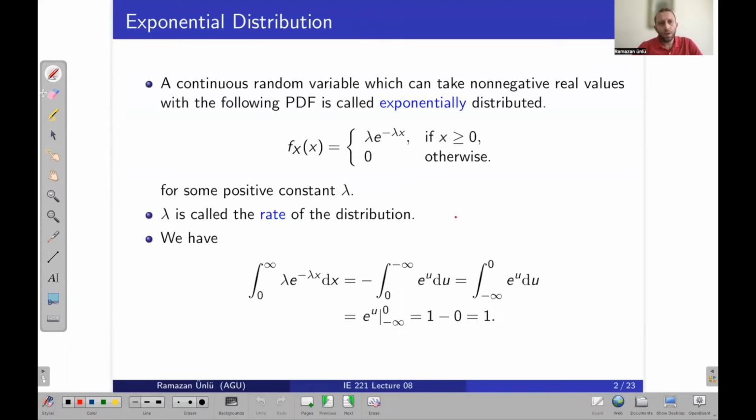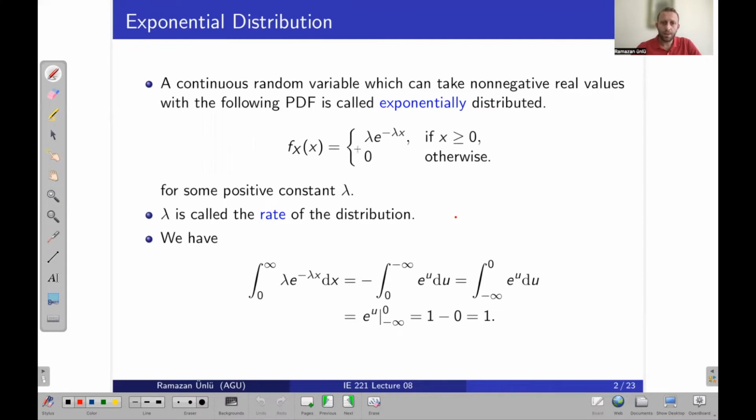So a continuous random variable which can take non-negative real values with the following PDF is called exponentially distributed. If x is greater than or equal to 0, that is the values x can take, so it should be non-negative, the corresponding PDF, the density, will be lambda times e to the minus lambda times x. Otherwise, that will be 0. So what that means is, from minus infinity to 0, the PDF will not be valid.